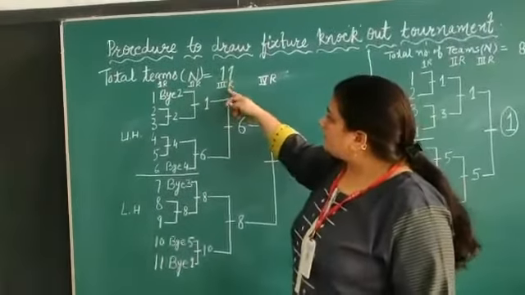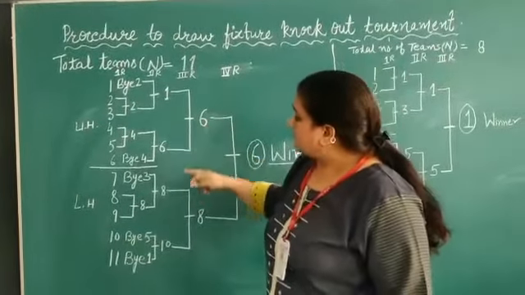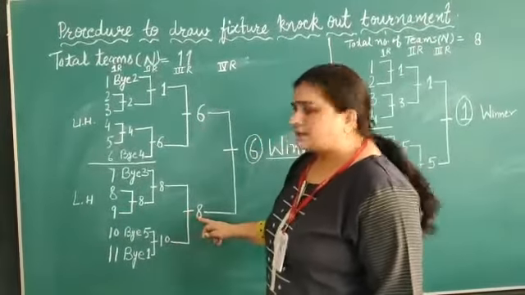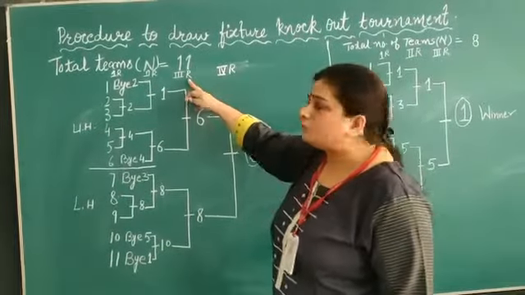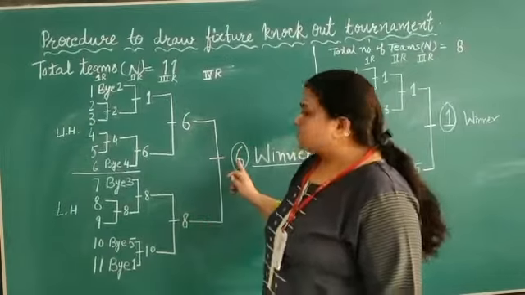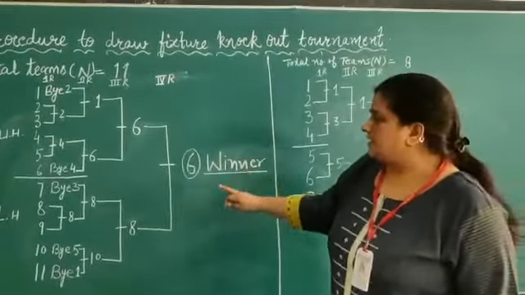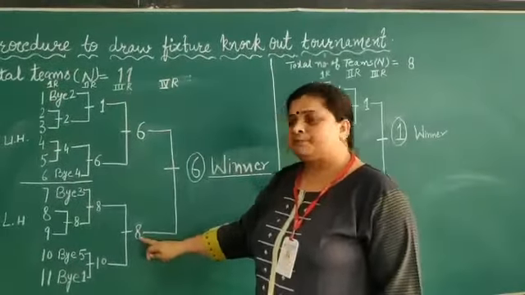Now we'll have the third round. 1 versus 6, we have 6 as the winner. 8 versus 10, we have 8 as the winner. This will be considered as the third round. And the fourth round will be between 6 and 8, in which 6 is the winner. So we have 6 as the winner and 8 as the second position holder.